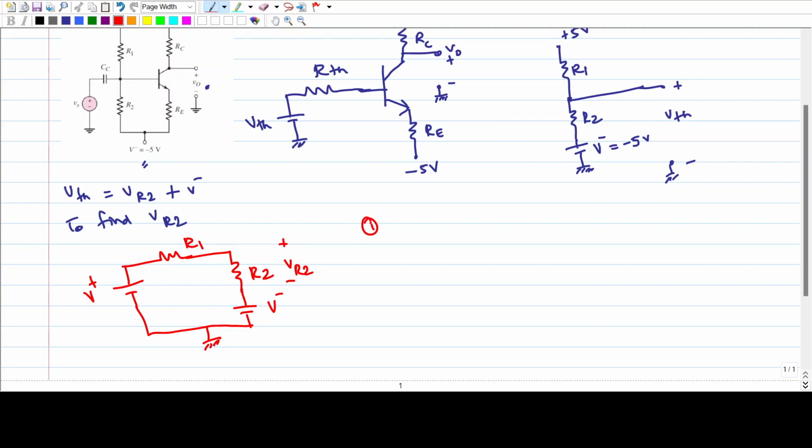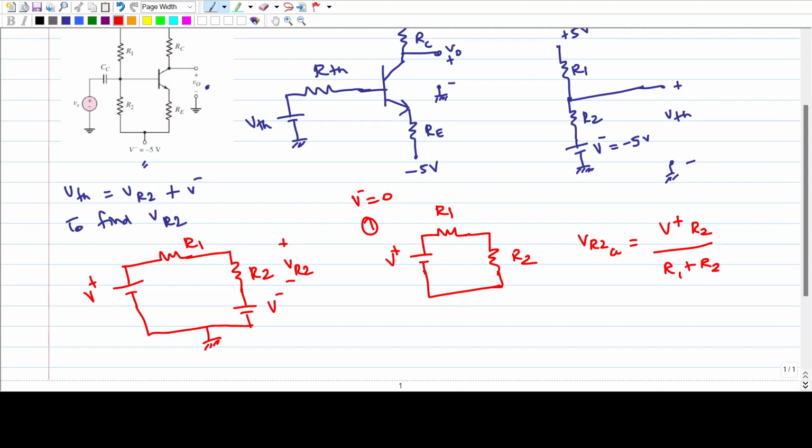In the first circuit, there is R1 and V plus, and I am making V minus to be 0, then R2. Now what is the voltage across this resistor? Let me call it VR2A. So it is the total voltage times R2 divided by R1 plus R2.